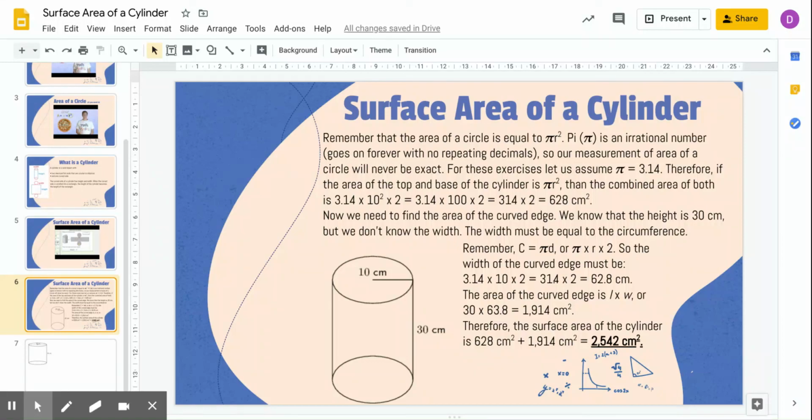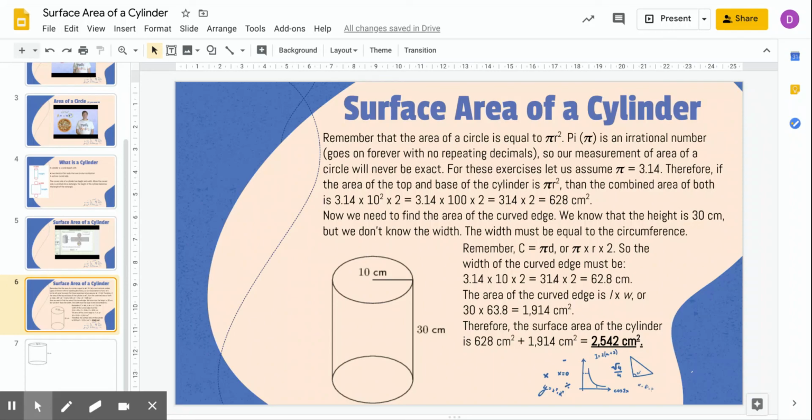Okay, so remember that the area of a circle is equal to pi times radius squared, okay? And as we learned before in our last unit, pi is an irrational number, which means that it goes on forever with no repeating decimals. So our measurement of a circle, whether it's circumference or area, will never be exact because pi is an irrational number. So for these exercises, we're going to assume that pi is equal to 3.14. And you can also use the pi function on your calculator, and you'll get a slightly more accurate answer, but again, it will never be exact.